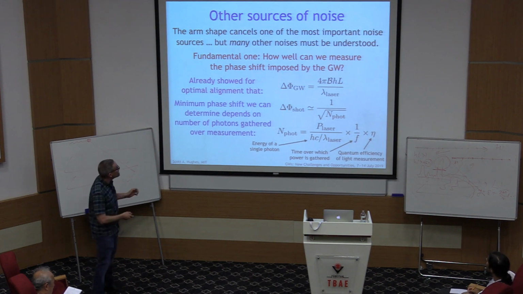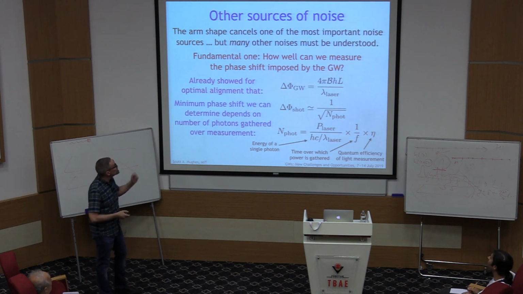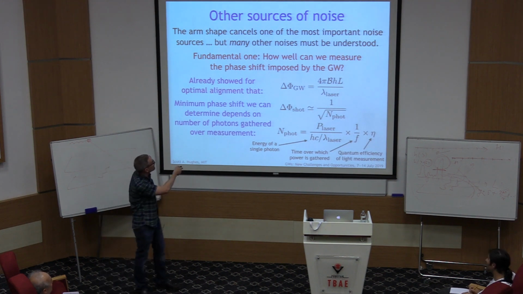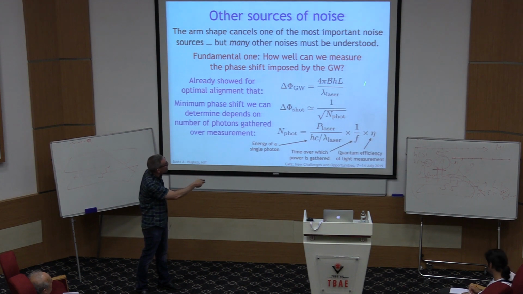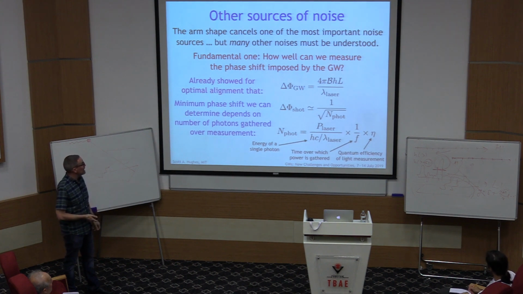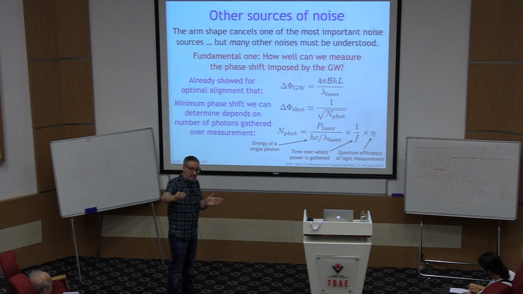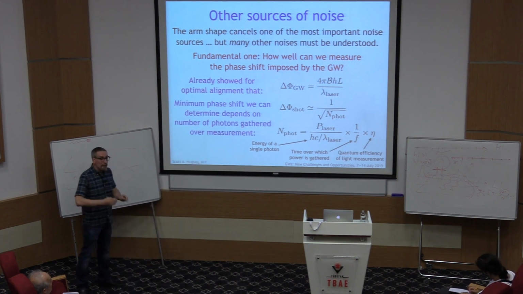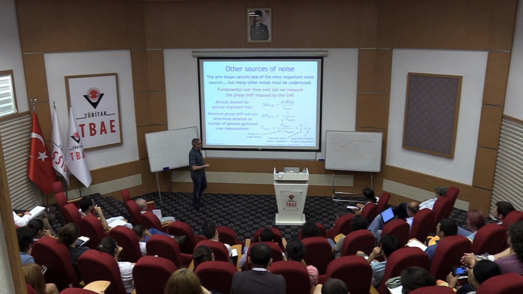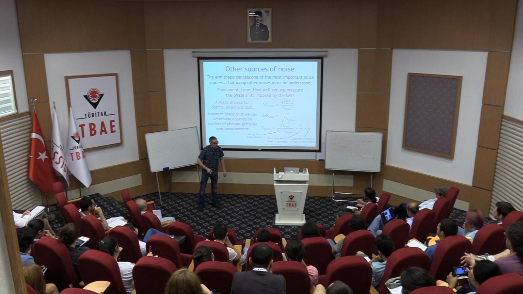So a fundamental one is, let's say you cancel that out perfectly, how well could you measure the phase shift that is imposed by the gravitational wave? Now, we've already shown that for an optimal arrangement, this is the phase shift that you would end up getting coming out of your gravitational wave detector in the variable that you tend to read out. Now, when you actually read the laser, bear in mind, especially at the frequencies we're operating at, there is going to be a little bit of what's called shot noise imposed on that signal. That's just reflecting the fact that light is quantized.